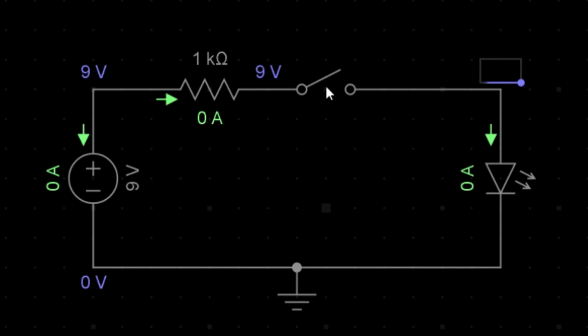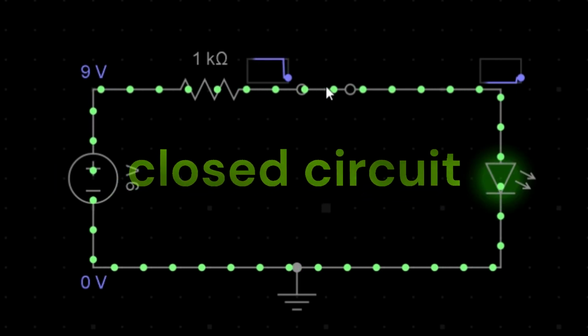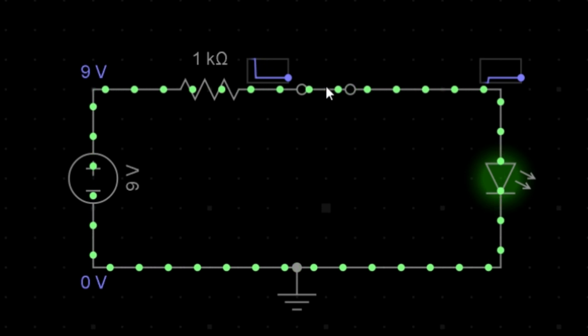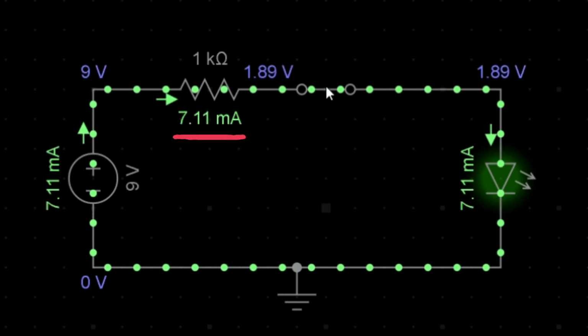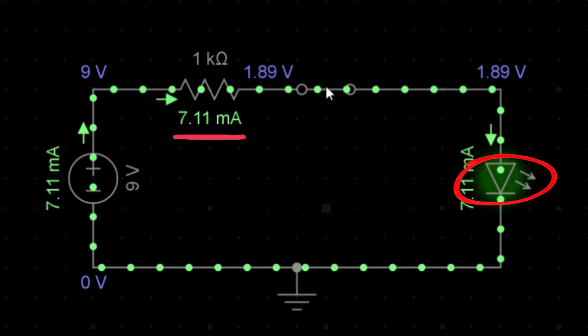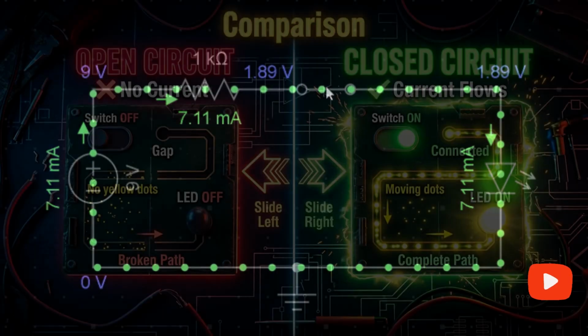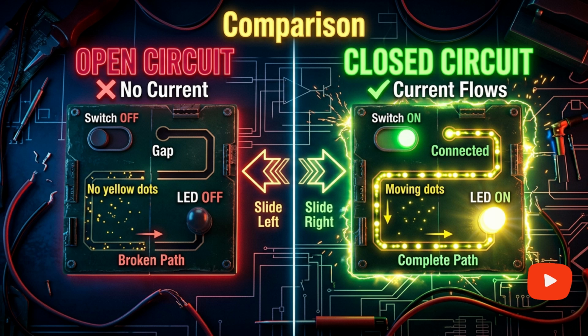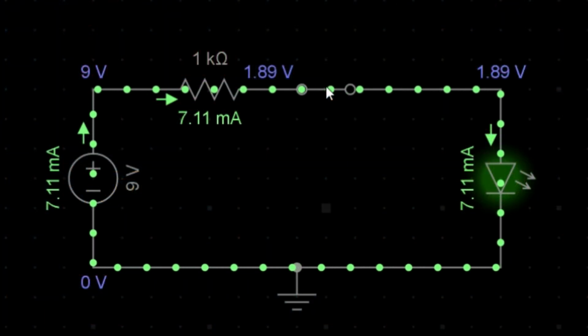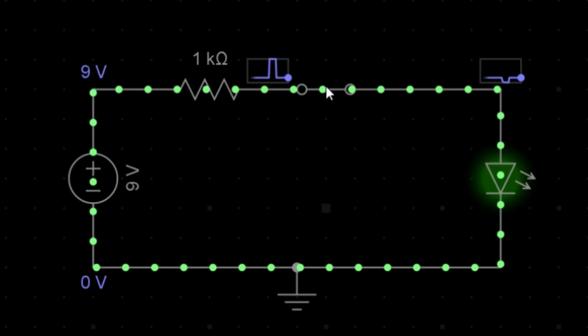The second one is a closed circuit. When the switch is on, the circuit is closed. The electrical path is complete, so current can flow through the circuit. That's why the LED lights up. So remember this simple rule: open circuit equals broken path equals no current; closed circuit equals complete path equals current flows. Whenever you operate a mechanical switch, you're simply changing the circuit between these two states.